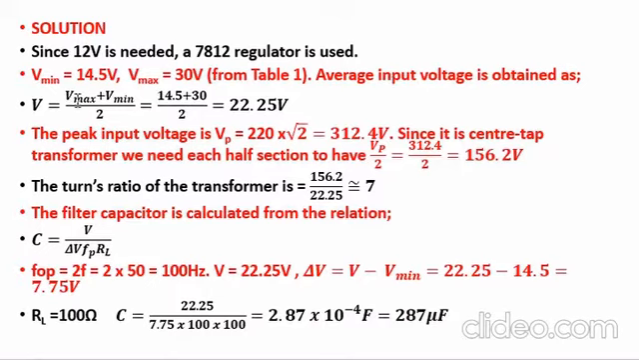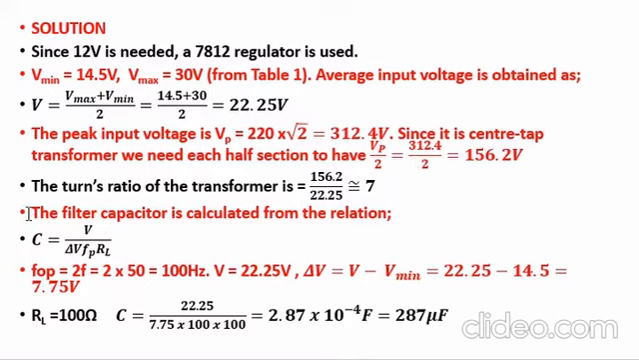Now the peak input voltage, V peak, is equal to the supply 220 times root 2. If you multiply it, it will give you 312.4 volts. And since we are using a center tap transformer, as stated in the question, we need each half of the section to have V peak over 2, this value 312.4 over 2. Each side should carry 156.2 volts.